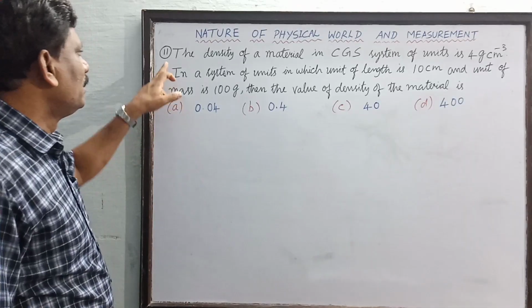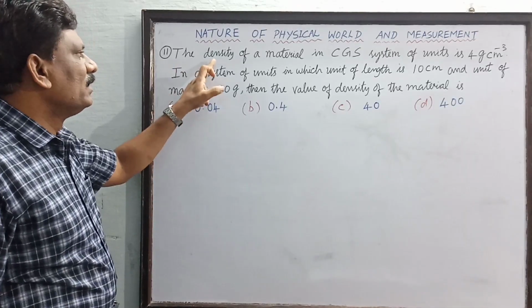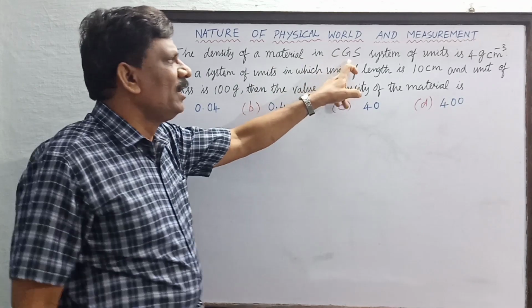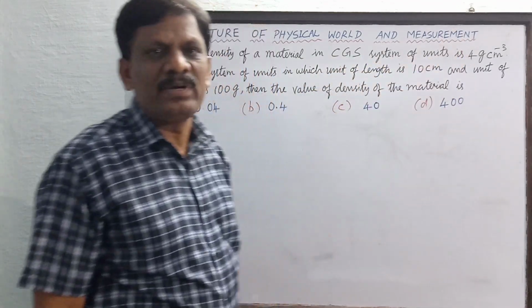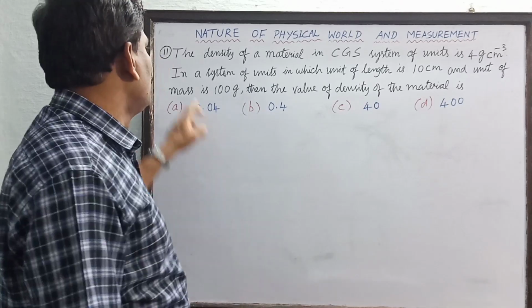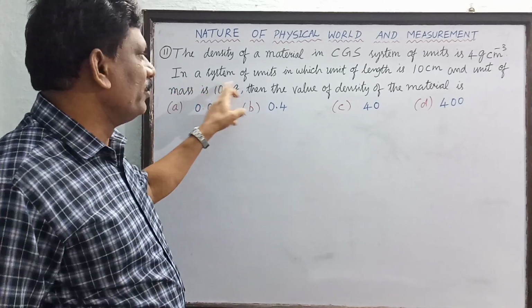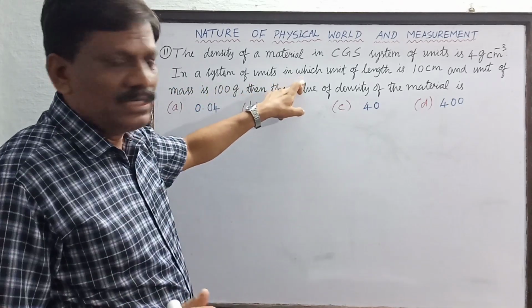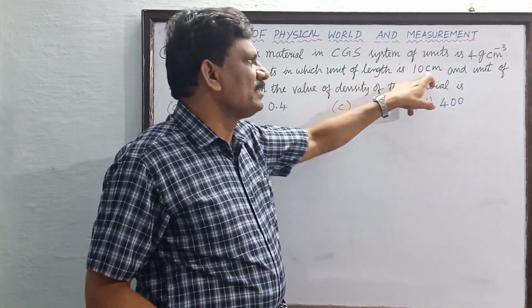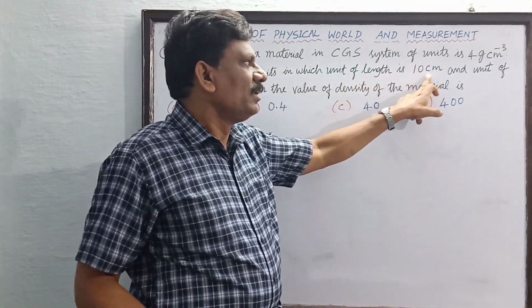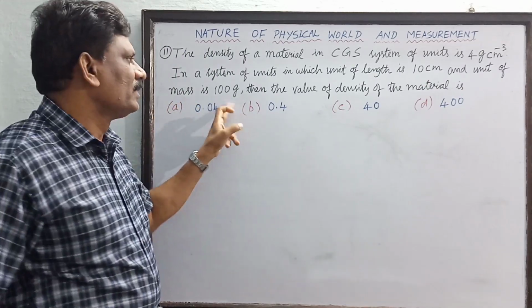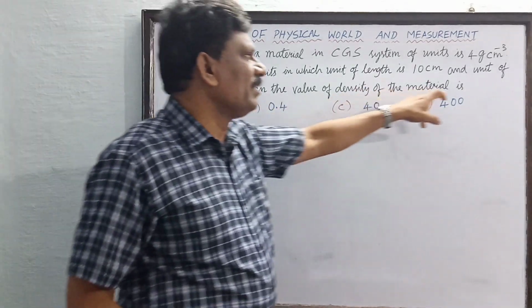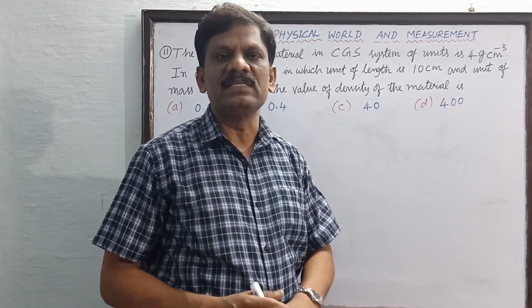Hi students, question number 11. The density of a material in CGS system of unit is 4 gram per centimeter cube. In another system of unit in which the unit of length is 10 centimeter and the unit of mass is 100 gram, then the value of the density of the material in the second system of unit is to be determined.